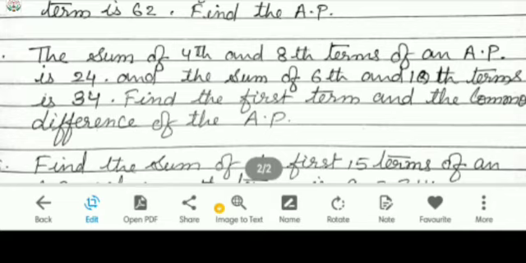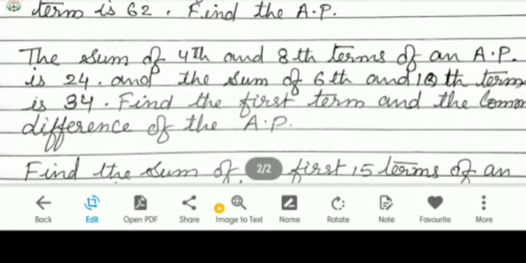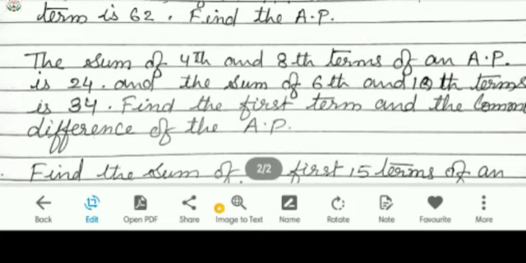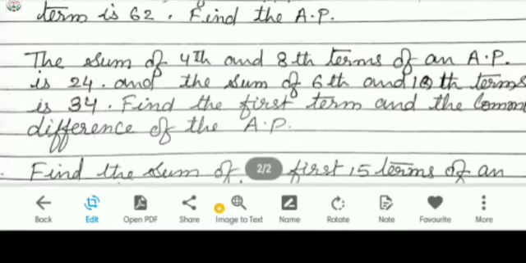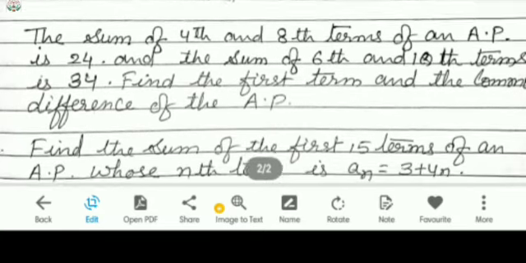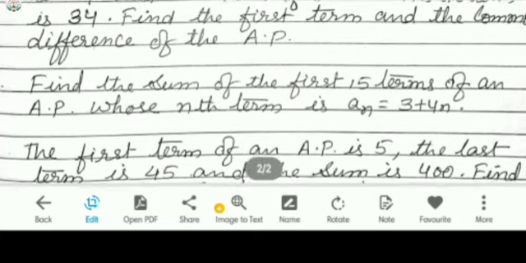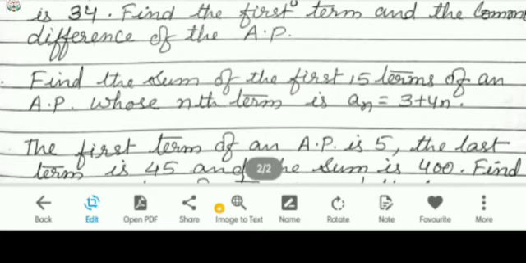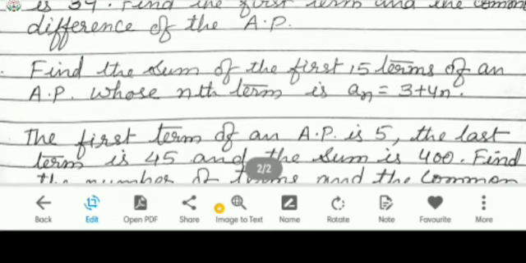Now solving equation 1 and equation 2, you will get the value of A and D. That is what you are supposed to find, the first term and the common difference of the AP. After getting the values of A and D, that will be the answer. Okay, solve it. Now after that, the fifth question is to find the sum of the first 15 terms of an AP.